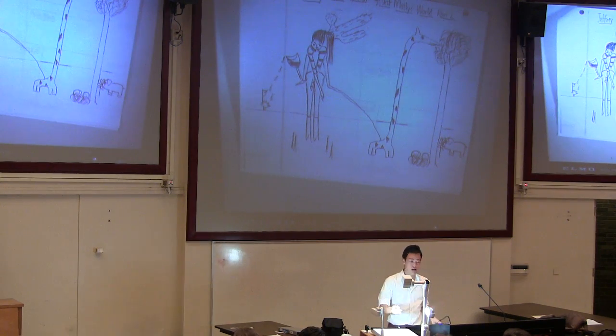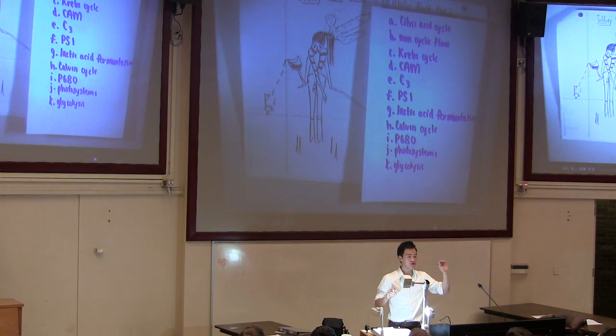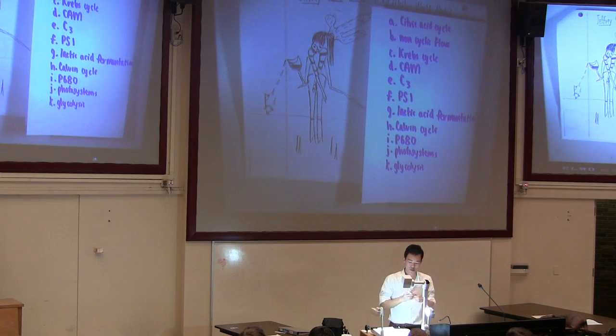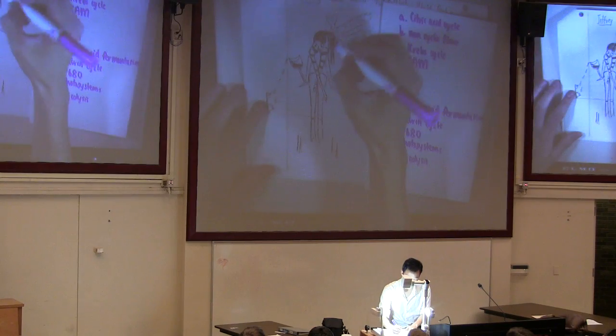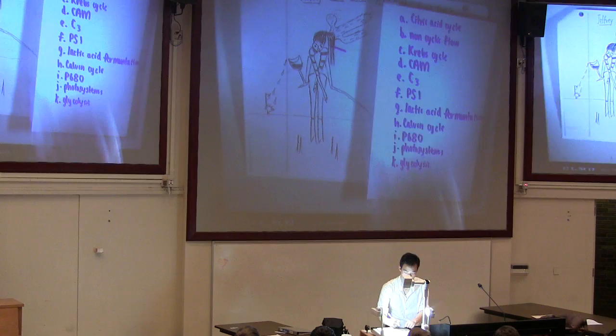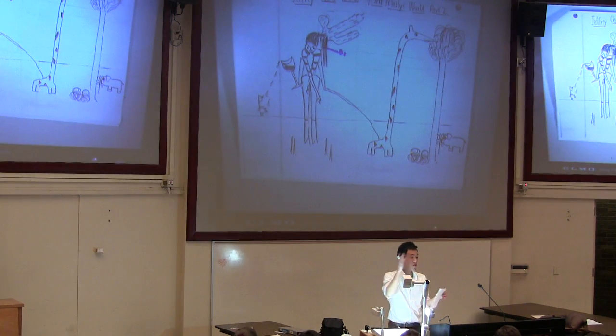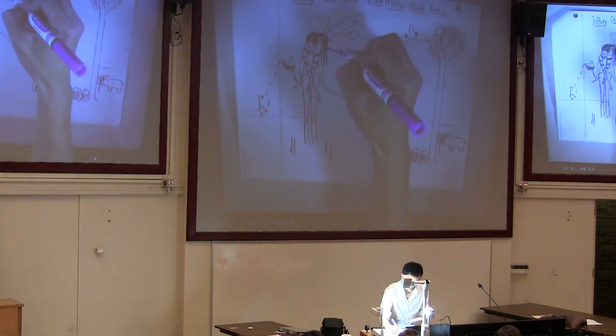So let's start with Aunt Molly. Aunt Molly is a human, right? So real quick, can she do photosynthesis? No. What kind of respiration does she do? Aerobic respiration, right? So does Aunt Molly do the citric acid cycle? Yes, right? Does she do non-cyclic flow? No, she doesn't do photosynthesis. Does she do the Krebs cycle? Yes, that's the same thing as citric acid cycle.